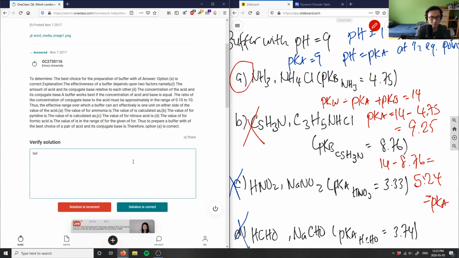So the solution is correct, but I think they're missing something, since no analysis is really shown for the calculations of the pKa values for all 4 options. I'm going to say the solution here is correct.